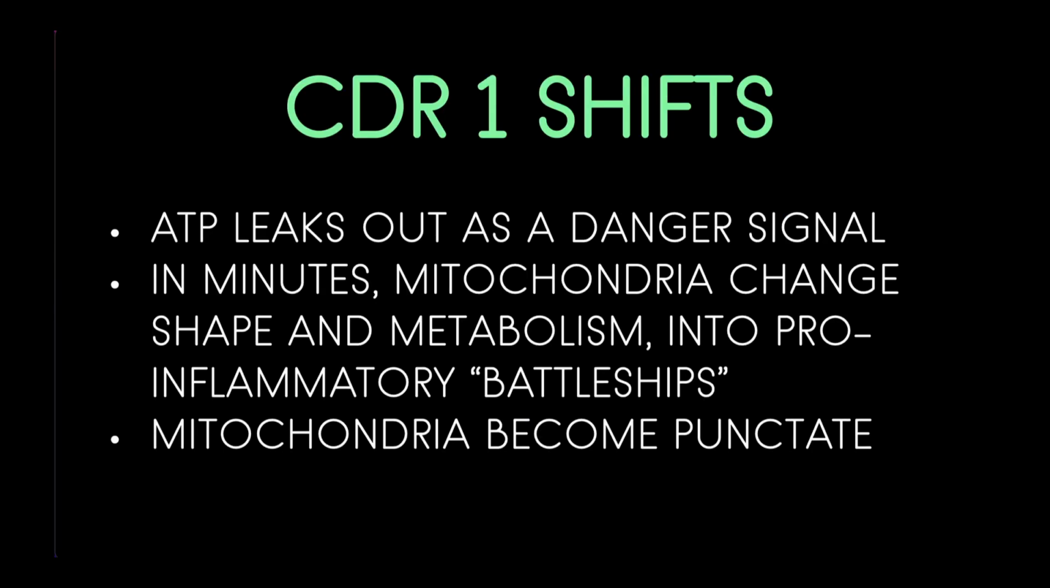So some of the shifts that we see in the metabolism of the cell in the mitochondria is that the ATP leaks out as a danger signal. And within minutes, mitochondria change shape and metabolism into pro-inflammatory battleships. And the mitochondria become punctate, or like little separate meatballs.